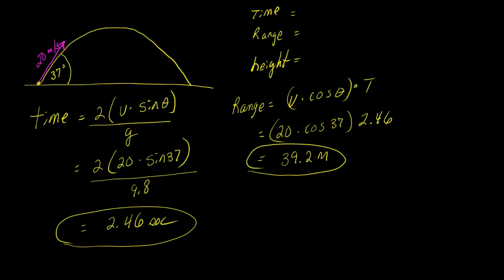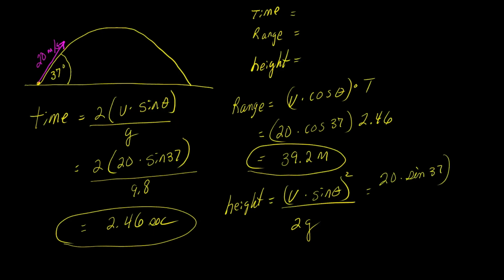Okay, the height. So the height is going to be V times the sine theta squared over 2G. So that's going to equal 20 times the sine of 37 squared divided by 2 times 9.8. So the height here is going to equal 7.39 meters.